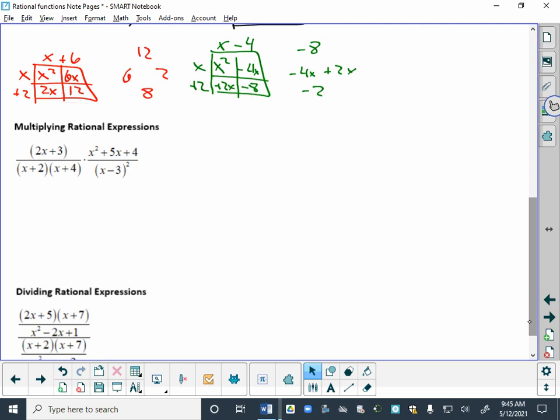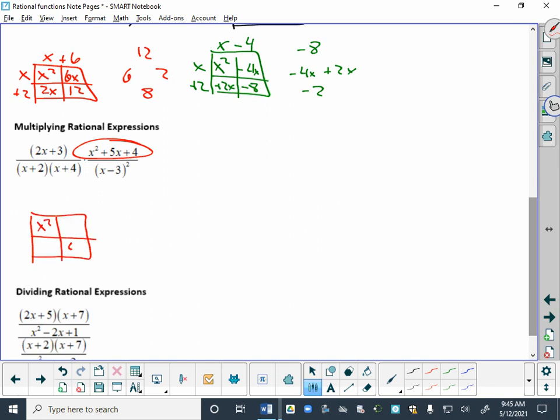All right, multiplying rational expressions. We already reviewed that when we multiply fractions, it's just numerators times numerators, denominators times denominators, and then reduce if we can. So most of this is already factored for me except for this part, so let's go ahead and factor that. An x squared and a 4, 1 times 4 is 4, they need to add together to give me a 5, that's a 4 and a 1.